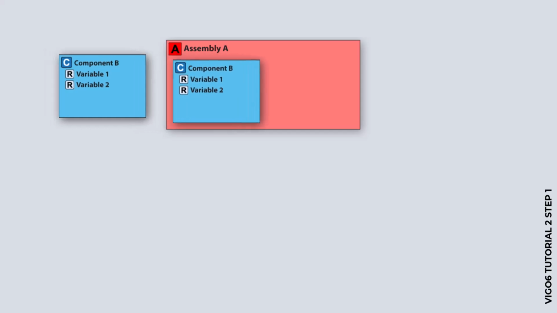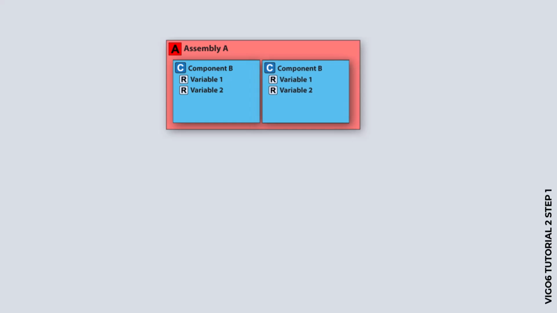The simple explanation of an instance is: a component type describes its variables with the name and the data type. When a component is included in an assembly, it is a component instance. All variables in the component instances will get their own physical memory.